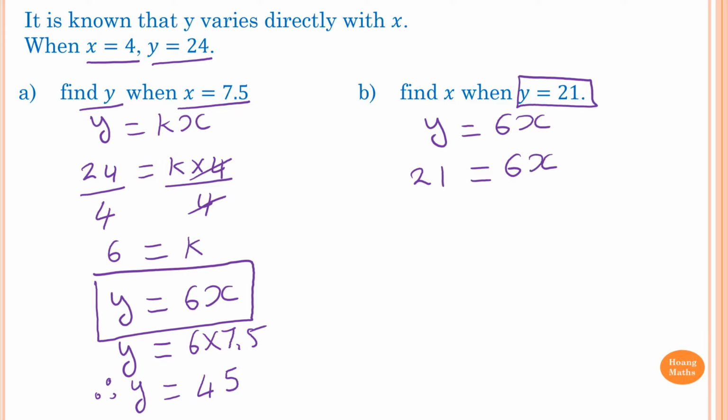To find the value of x, we divide this by 6. Divide by 6 on the left as well. So therefore 21 divided by 6 is 3.5. So therefore x is equal to 3.5.